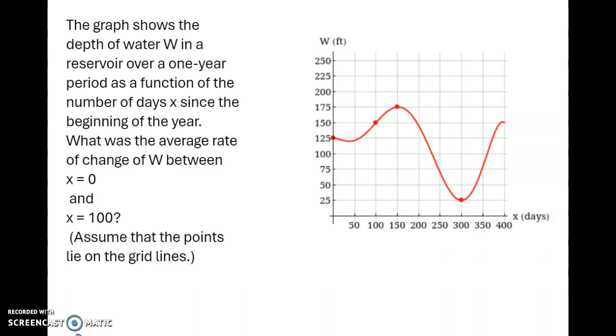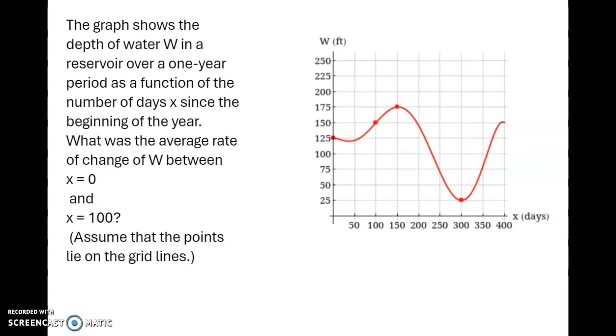So this type of question comes from section 2.4, and it says that the graph shows the depth of water W in a reservoir over a 1-year period as a function of the number of days, which is X, since the beginning of the year. What was the average rate of change of W between X equals 0 and X equals 100? And it says assume that the points lie on the grid line.